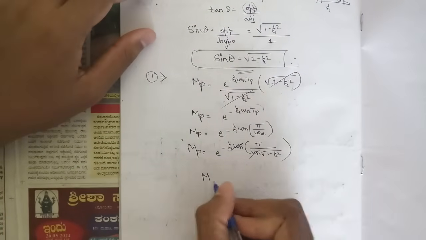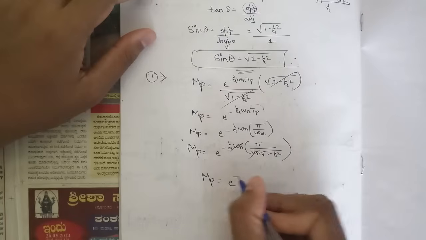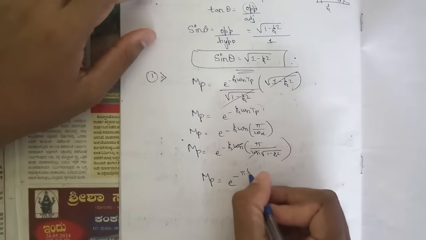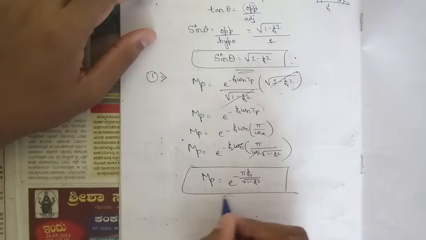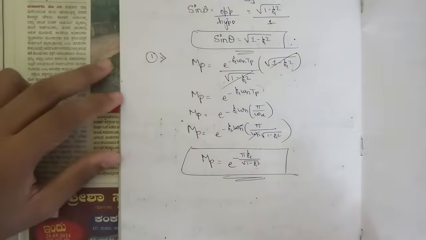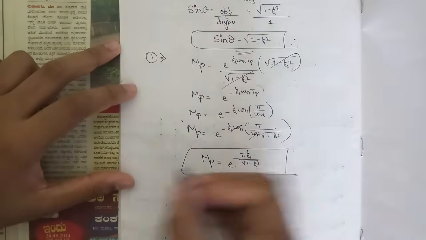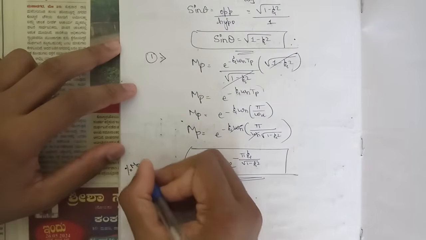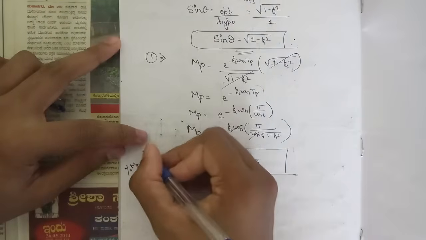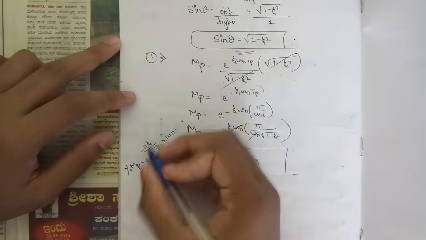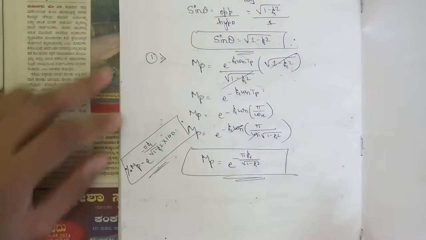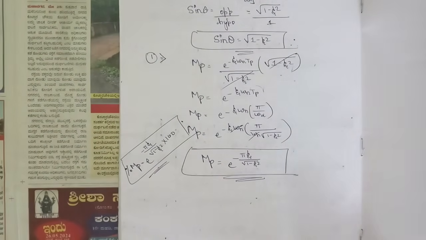So our final expression for Mp, we are getting it as e to the power minus pi into zeta divided by square root of 1 minus zeta square. So this is our expression which we are getting for peak overshoot. And also if you want to calculate the percentage of peak overshoot, what we need to do is e to the power minus pi zeta divided by square root of 1 minus zeta square into 100, okay. In this way you can calculate the percentage of peak overshoot in case they ask in the problem, okay. So this was the derivation of peak overshoot or Mp, okay.